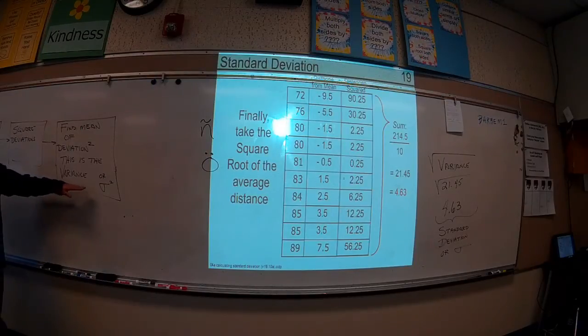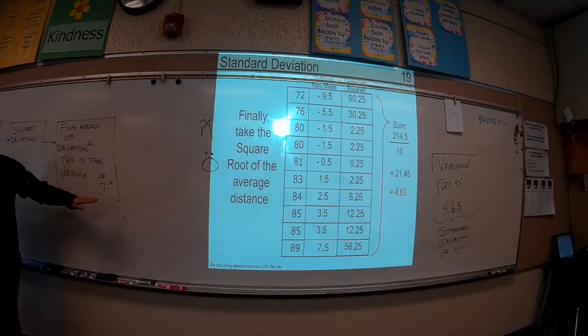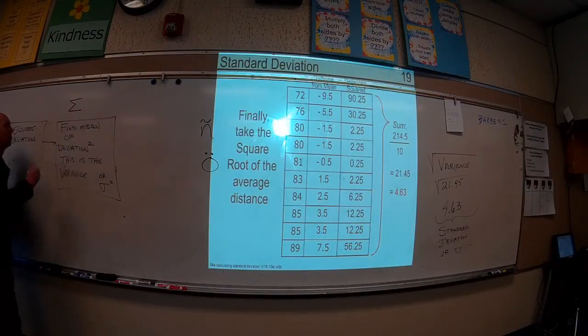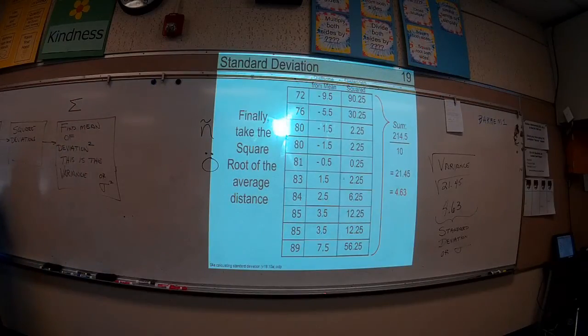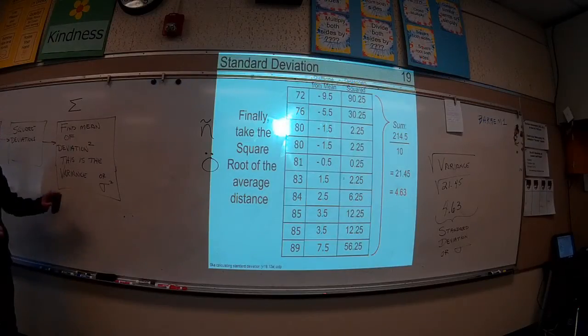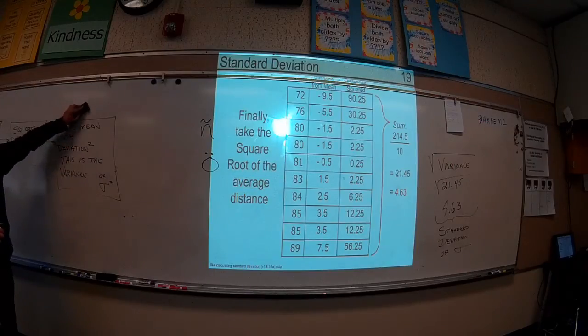What we're using right here is a piece of the Greek alphabet, and this is a lowercase sigma. Uppercase sigma is a big one. When we're doing standard deviations, we use a lowercase sigma.